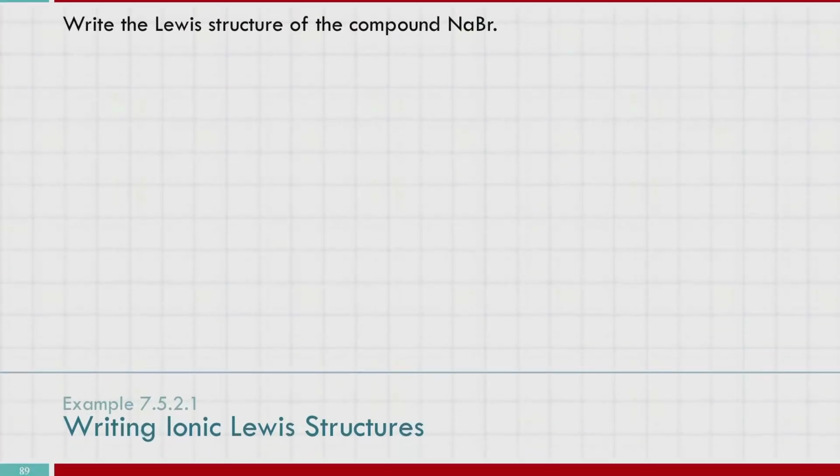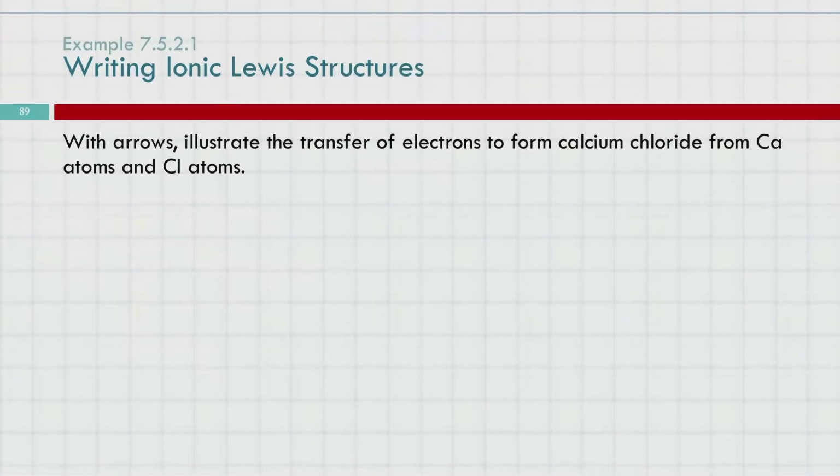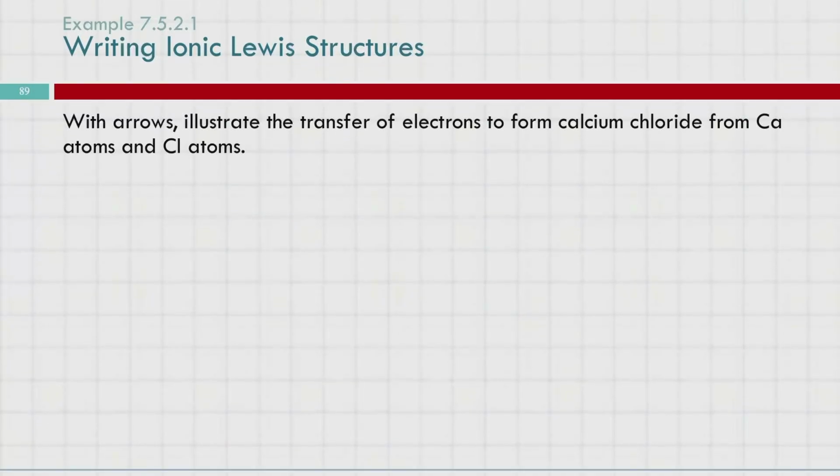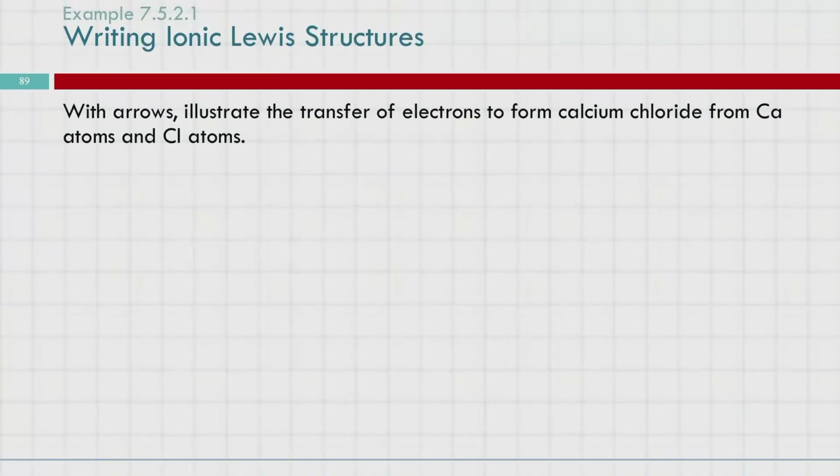We already did an example with an alkali metal and halogen, so I'm going to skip that one. It's the same thing. With arrows, illustrate the transfer of electrons to form calcium chloride from Ca atoms and Cl atoms. So we're forming calcium chloride. We've got calcium atoms. We've got chlorine atoms.